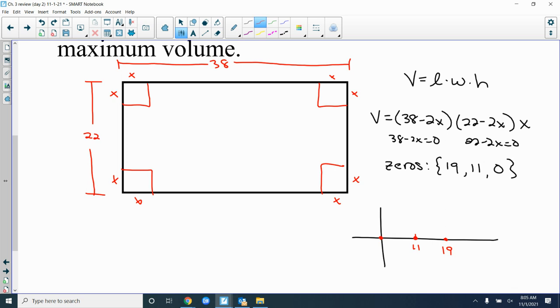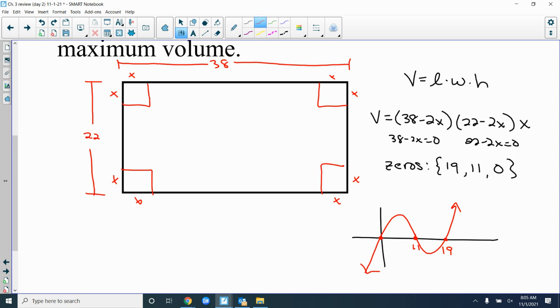What's going to be the end behavior, though? What's going to be the leading term? It's negative 2x times negative 2x times x. So it's 4x squared, which means it's going to start down here and look like this. Really, what's the only thing we're concerned about?